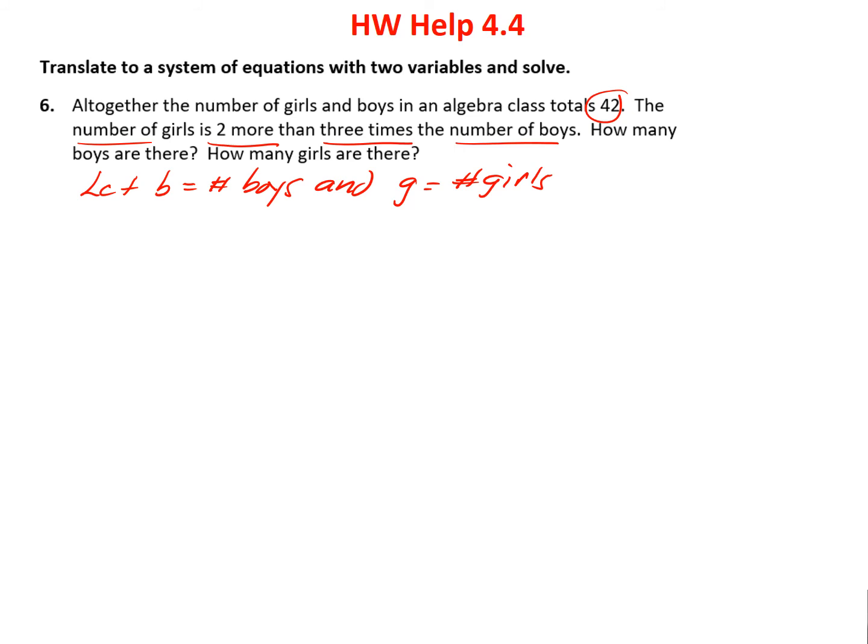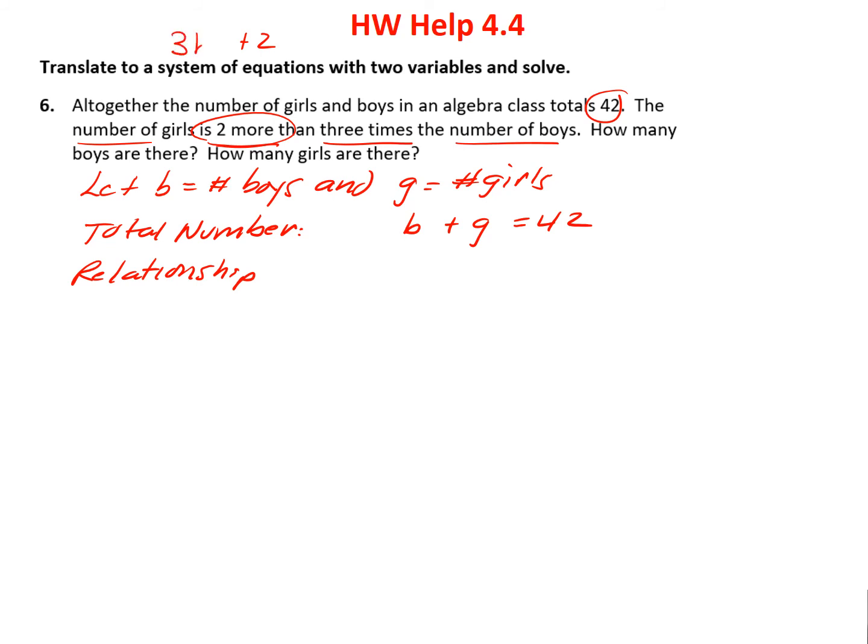Now the first thing we have is the total number. It says that the boys plus the girls add up to 42. But then we have a relationship between them that says 2 more. Now 2 more means whatever it is plus 2. 3 times means 3 times the number of boys. So we end up saying the relationship is the girls equals 2 more than 3 times.